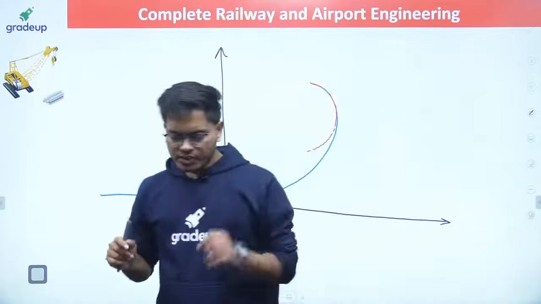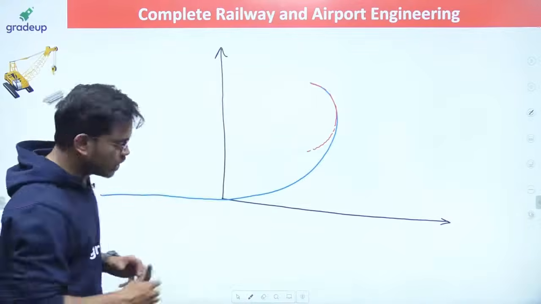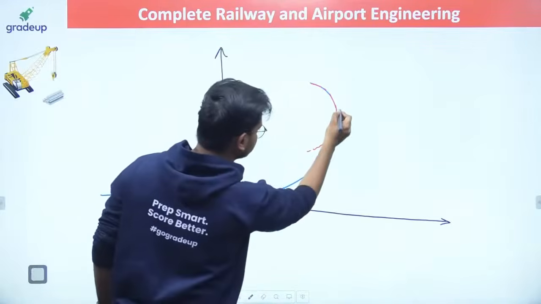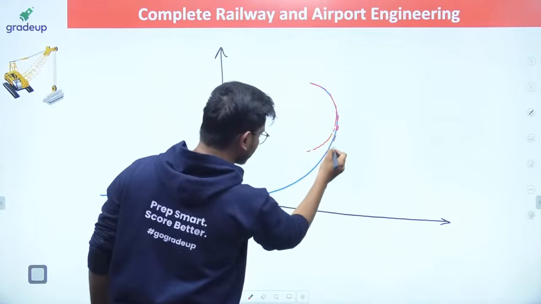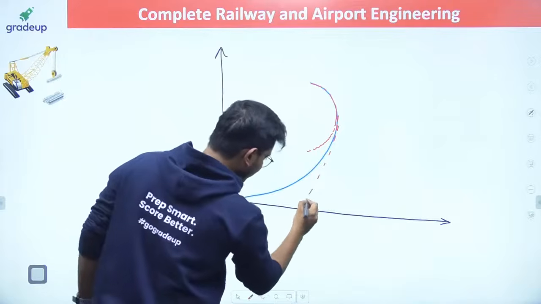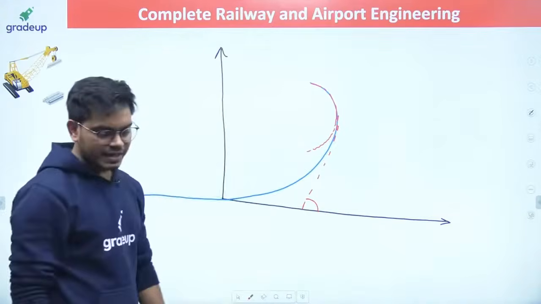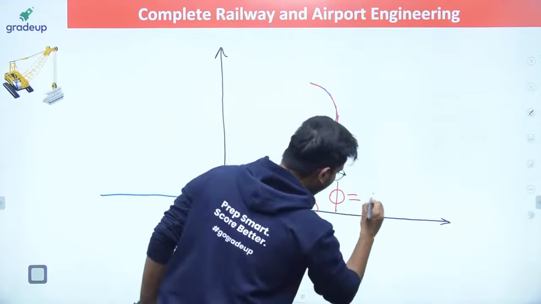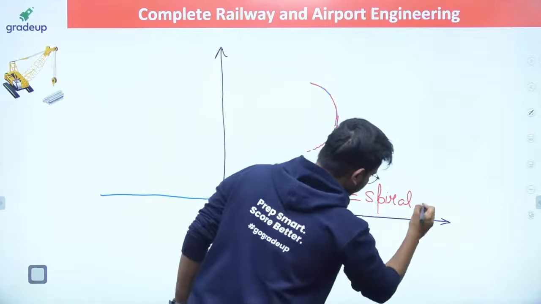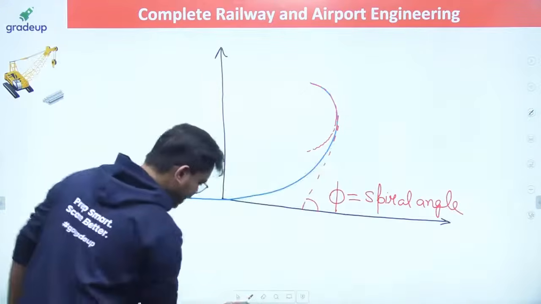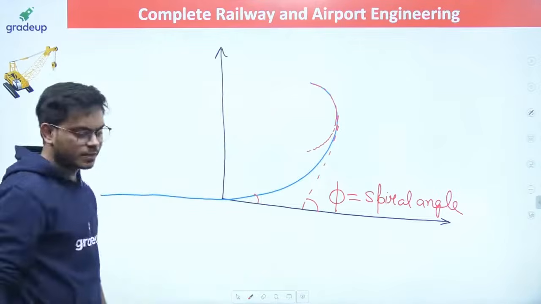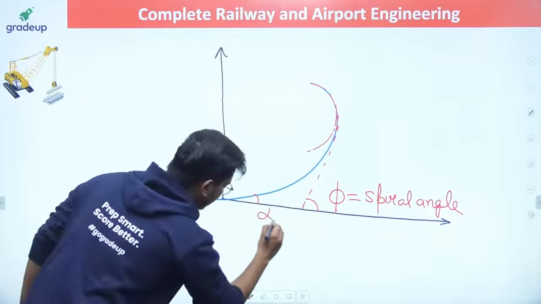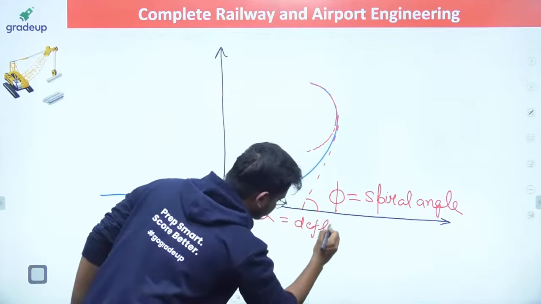Okay, so now there are few things that you need to understand, guys. First of all, if you make a tangent from here, this angle is represented by phi, and this is known as the spiral angle. And this angle here is represented by alpha, and this is known as your deflection angle.